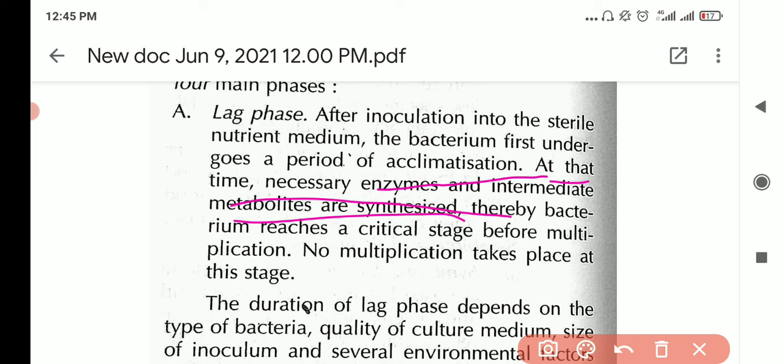So it will reach a critical mass. It will not reproduce, as in it will not divide, but it will grow in size. It is accumulating all the enzymes and metabolites that are required for it to succeed well and to digest the media properly. So in this stage there is no multiplication happening.